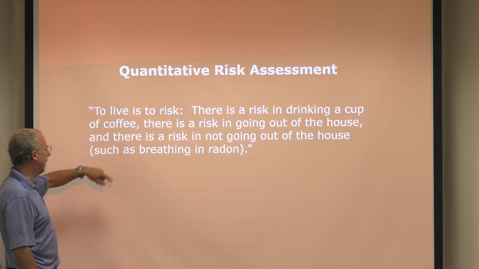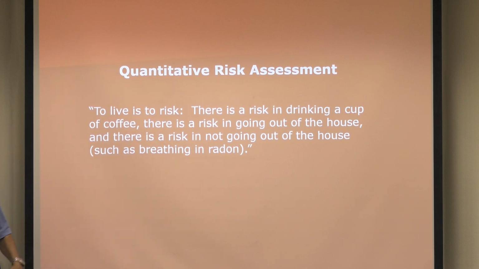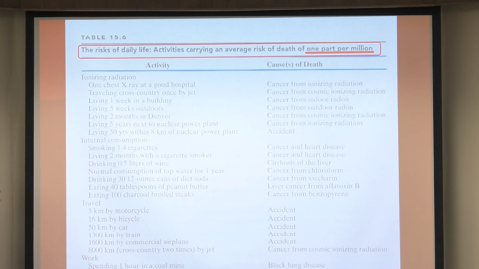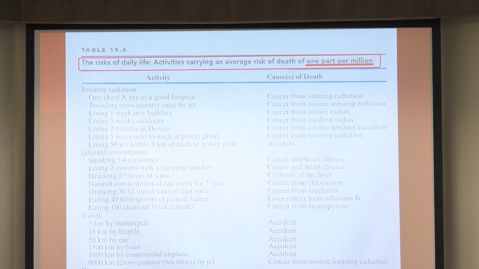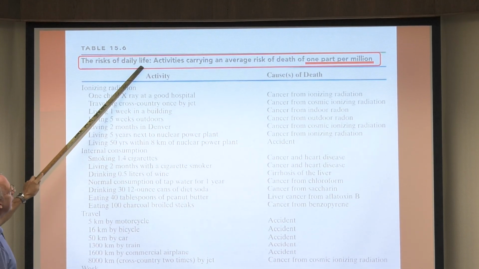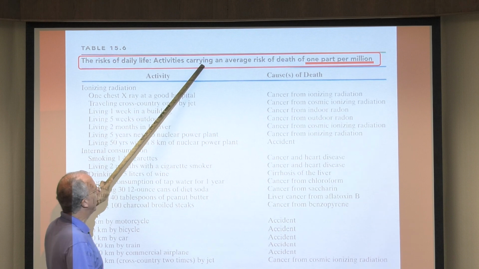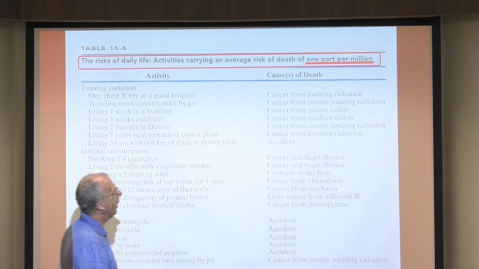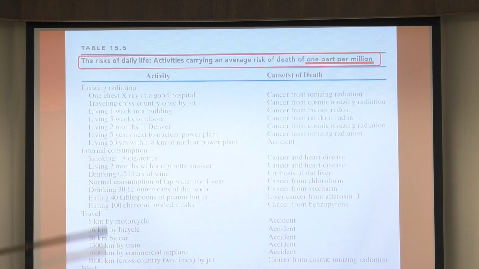There's a risk of not going out of the house, like if you're breathing radon. You don't have that in Hawaii, but you have it on the mainland for sure. So there's risk associated with everything we do. Everybody knows that. Okay, so this is something that people have figured out just by statistical analysis. So the risks of daily life: these activities carry an average risk of death of 1 part per million, all right? So all of these are exactly the same.